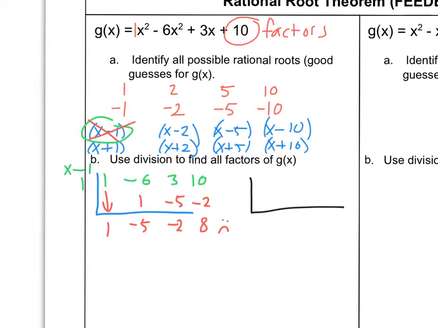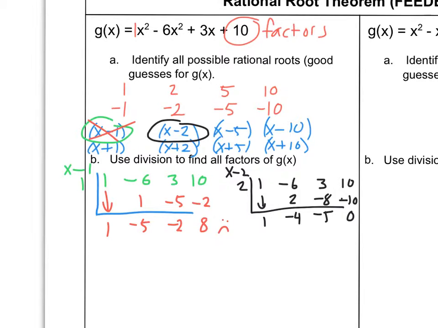The next one I might try, I don't know, maybe x minus 2, which means I'm going to put a 2 out front. 1, negative 6, 3, and 10. 1 comes down. 2, negative 4, negative 8, negative 5, negative 10, and 0. So second try, that's not bad. In fact, that's pretty good for these things.